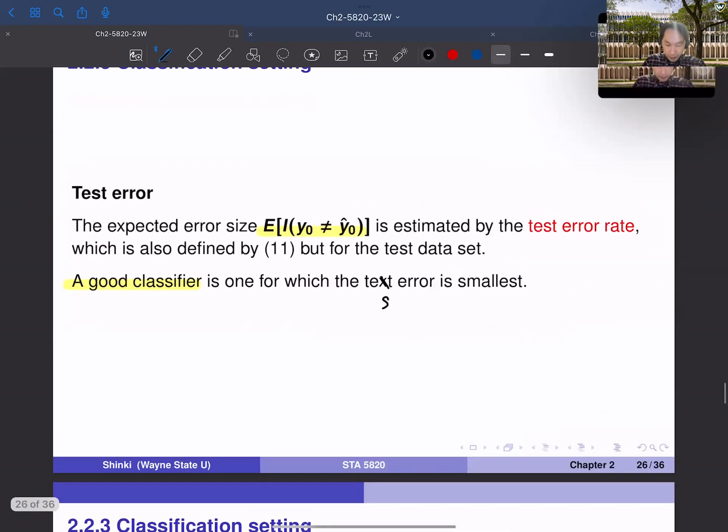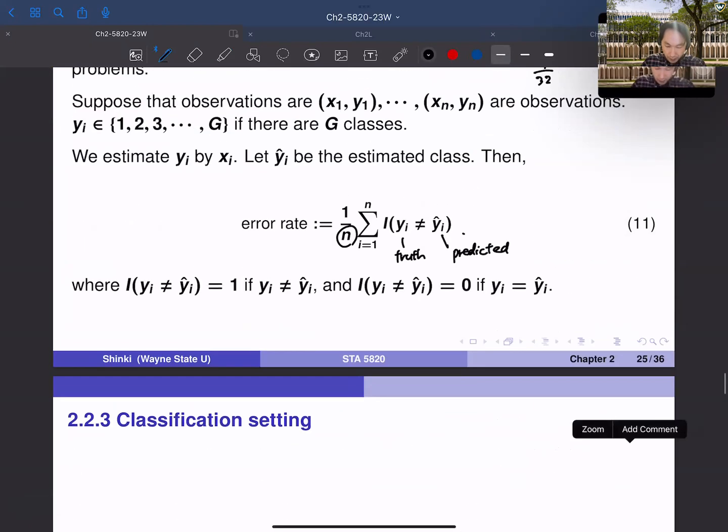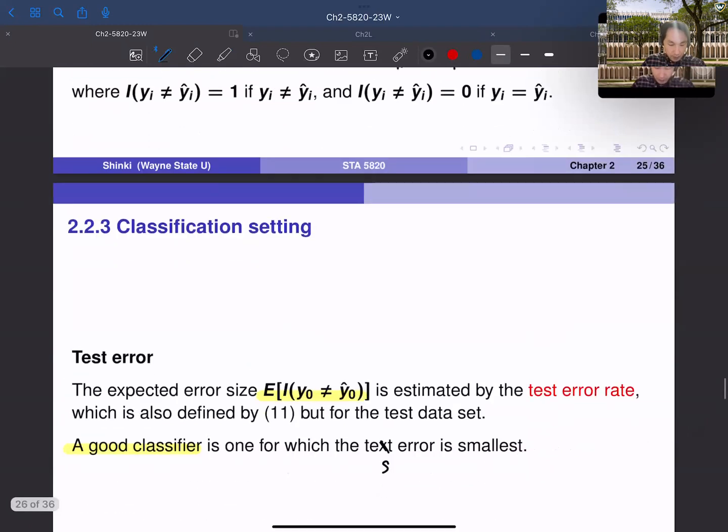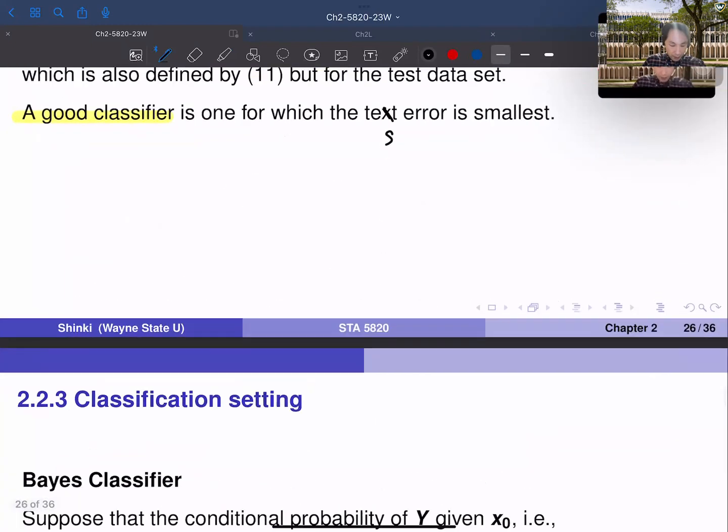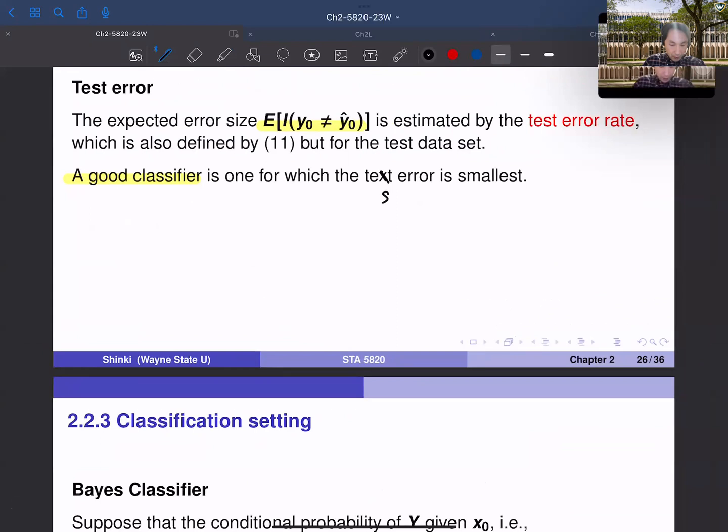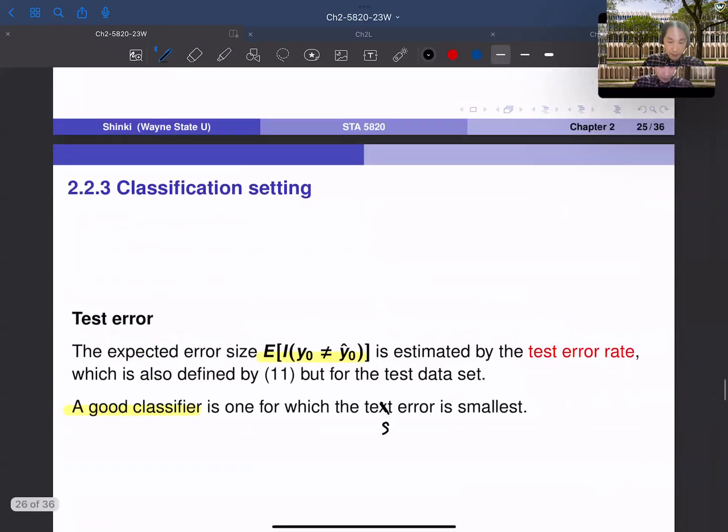Yeah, so do you have any questions? Test errors, yeah, that is a natural one. And of course, we can define other types of errors.